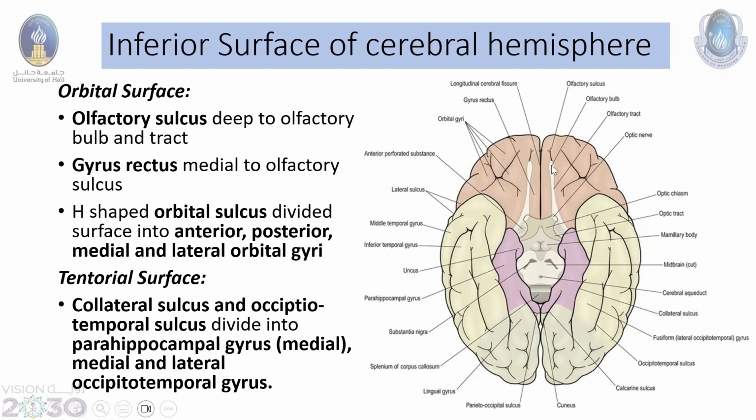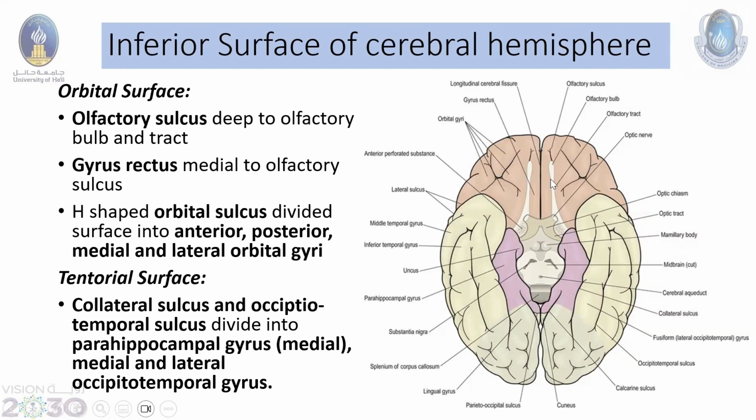Deep to this olfactory bulb and tract, if you lift it, you can see this sulcus. This is called the olfactory sulcus because the olfactory tract is sitting on it. The gyrus rectus is medial to the olfactory sulcus. This area on either side, medial to that, is called the gyrus rectus.